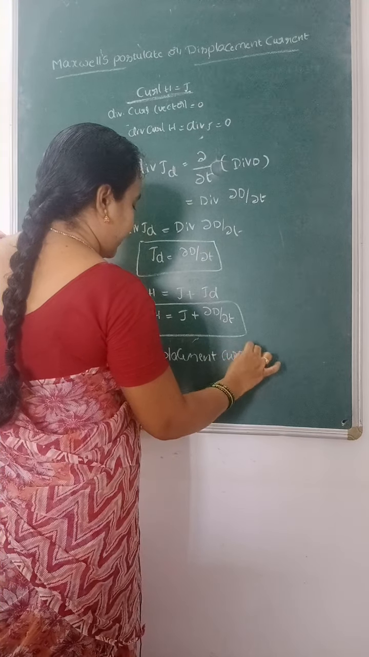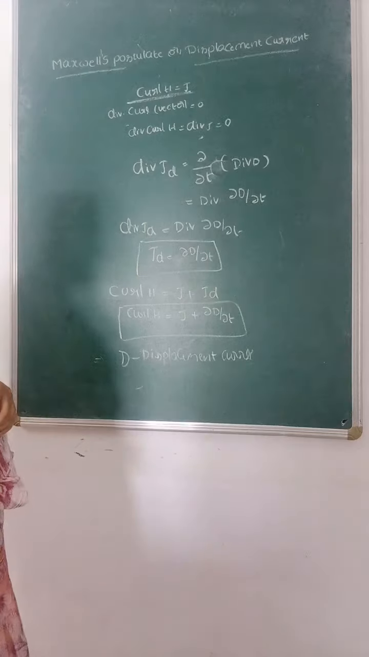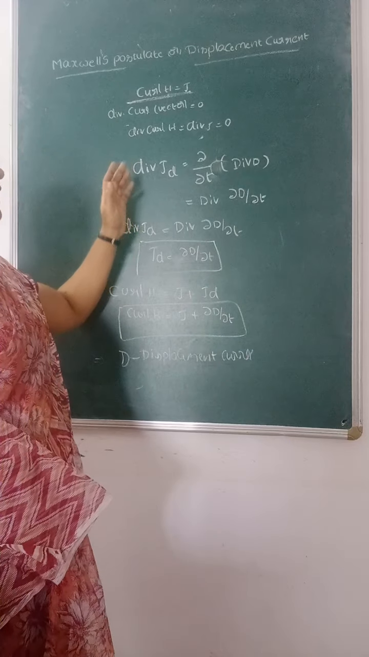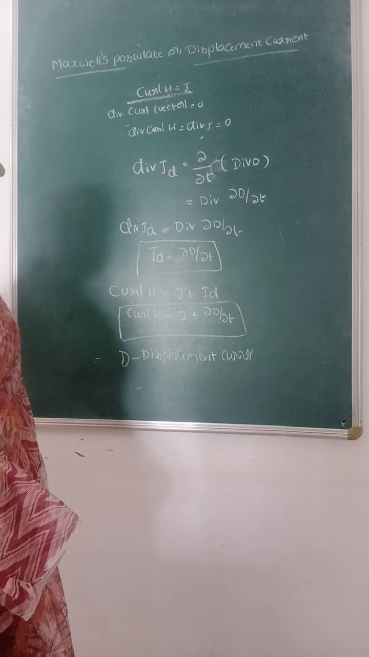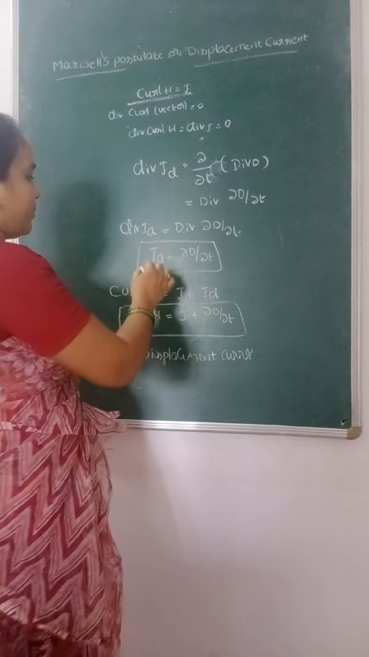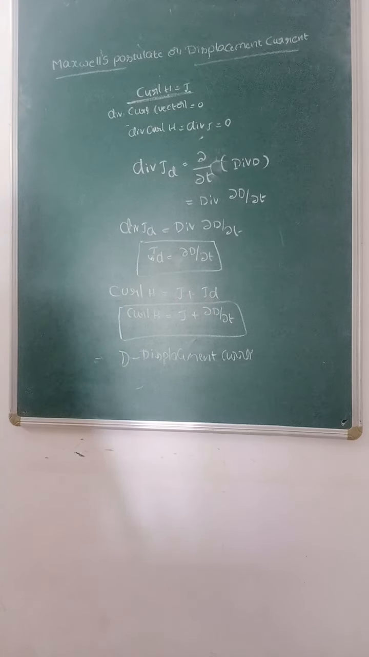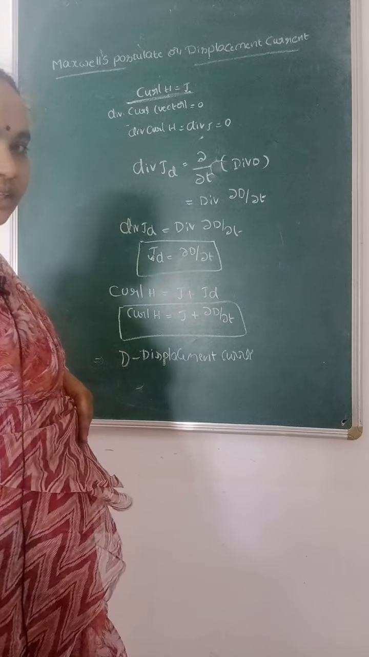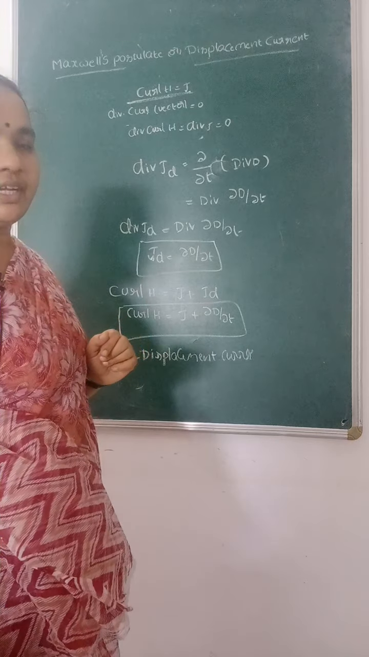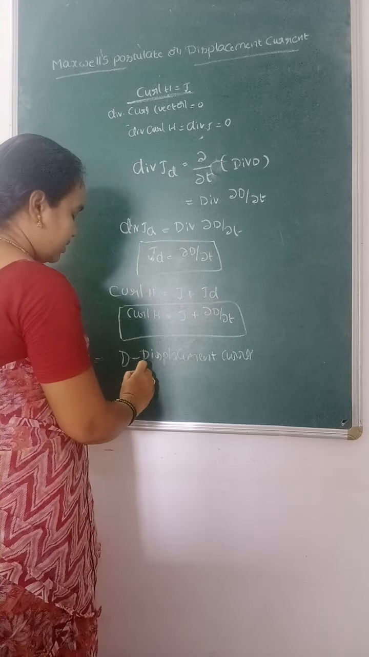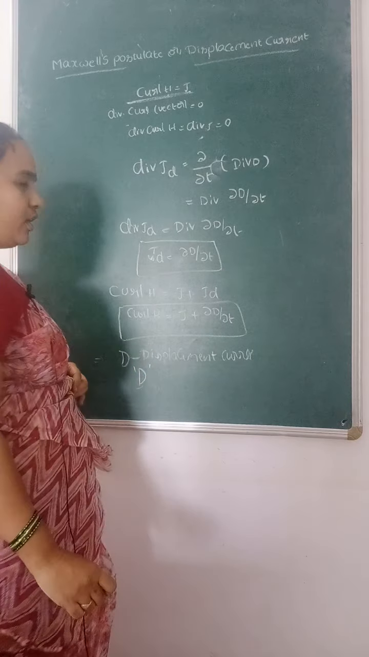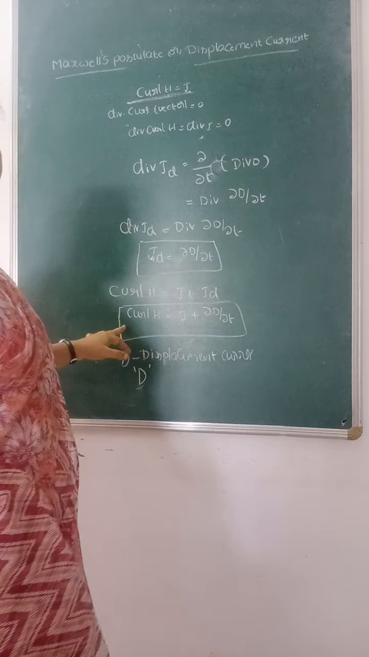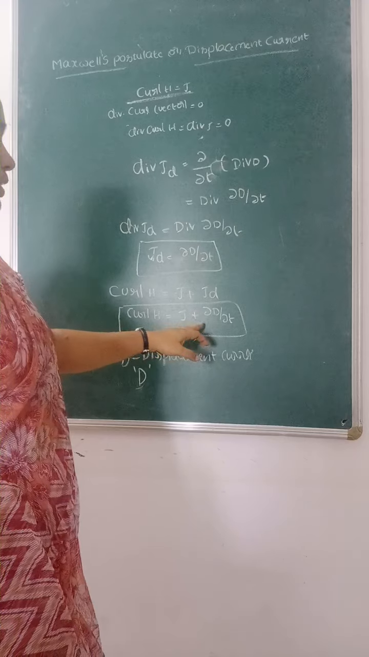This is the modified Ampere's circuital law and it is also known as Maxwell's postulate. Since the divergence of the curl of any vector is equal to 0, JD is equal to dou D by dou t. From that we have modified Ampere's circuital law as curl of H is equal to J plus dou D by dou t. So here dou D by dou t is called the displacement current. So we have modified Ampere's circuital law from curl H is equal to J to curl H is equal to J plus dou D by dou t.